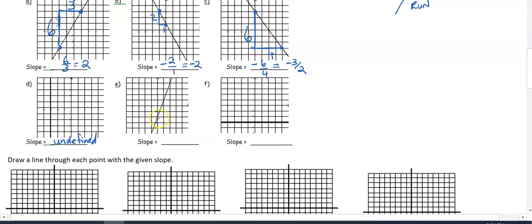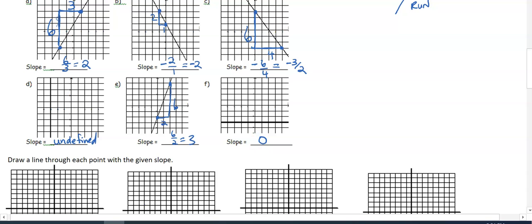Here we have a positive slope. Pick 2 clear points. Count out our rise over run. 1, 2, 3, 4, 5, 6 as compared to 2. 6 as compared to 2 becomes 3. Horizontal lines have 0 slope.